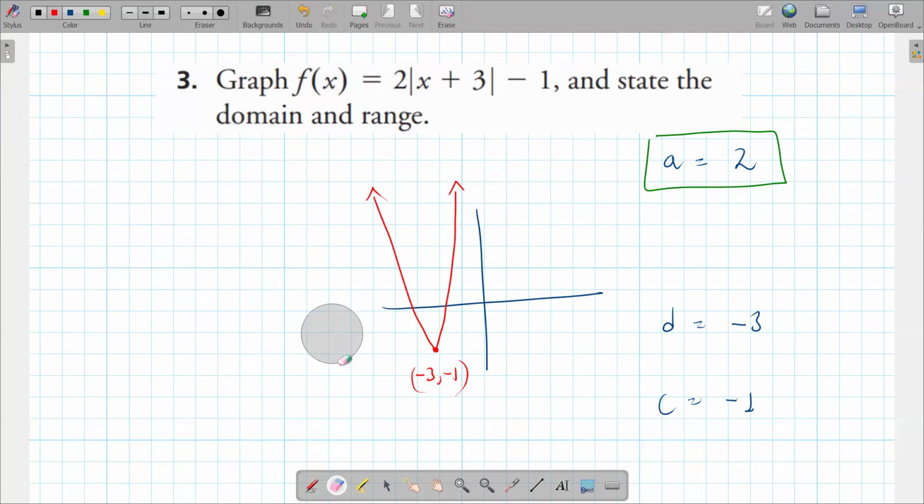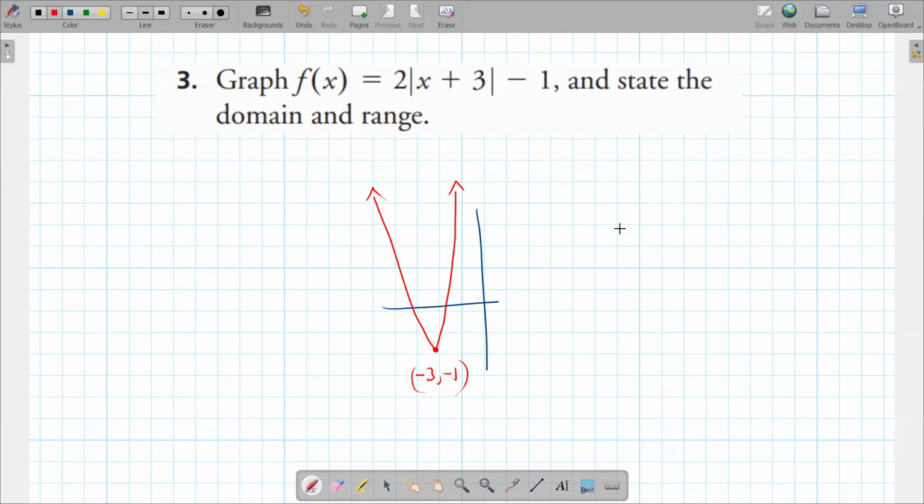So now let's talk about the domain and the range. If you have the points in a curve, it's very simple. What's the domain and range of this curve from the sketch? Domain is x in the real numbers. What about the range? Y has to be greater than or equal to -1. Perfect.